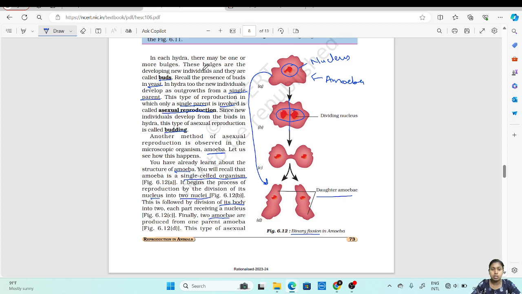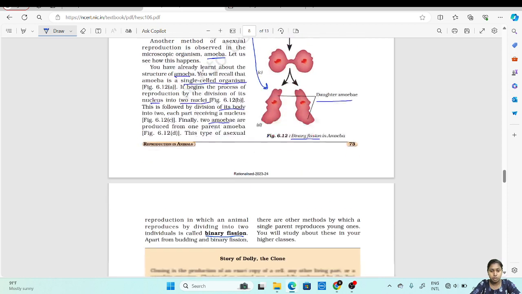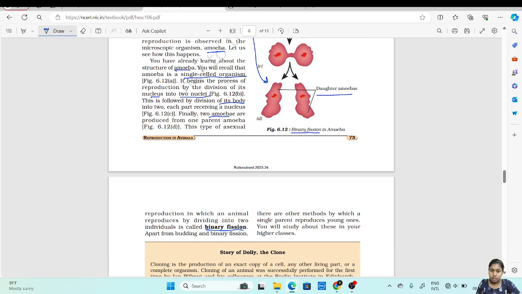Individuals. So here the single parent divided into two daughter amoebas. Two individuals. There are other methods of reproduction which we will learn in higher classes.